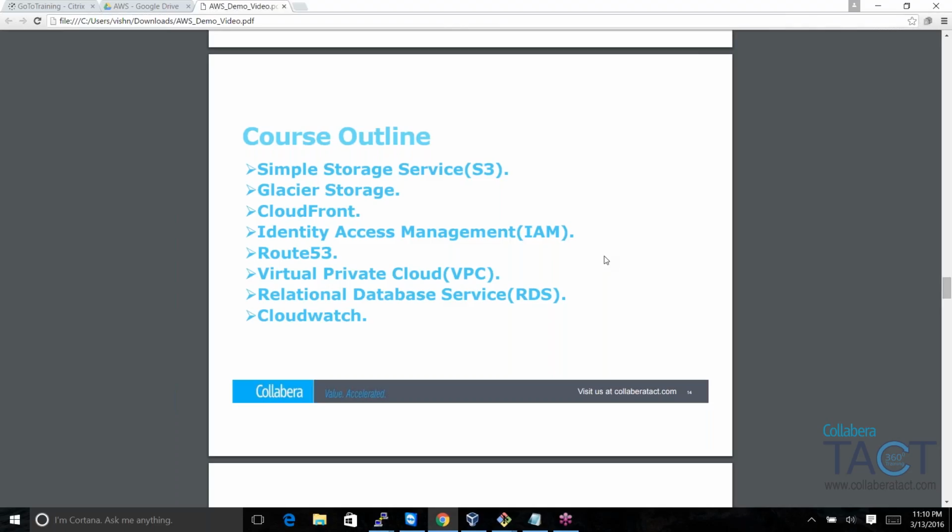Then, going forward with the course outline, we're going to talk about other services, such as Simple Storage Service, which is an object storage. Say you want to upload and download files, something like Google Drive, from anywhere across the internet. You can use a storage called Simple Storage Service.